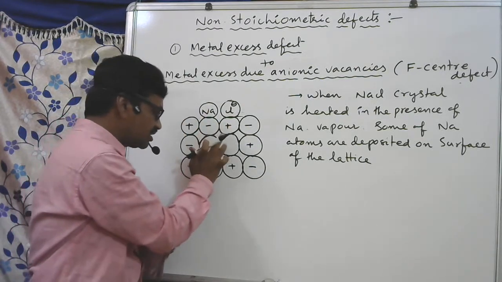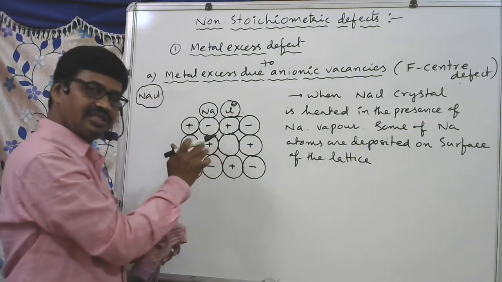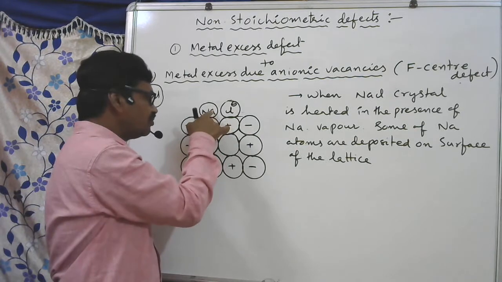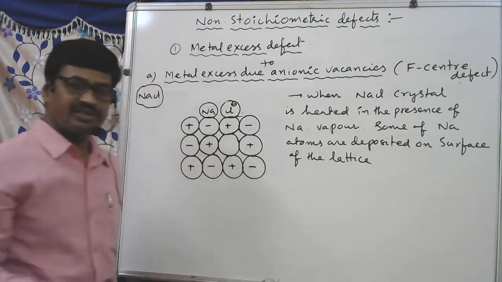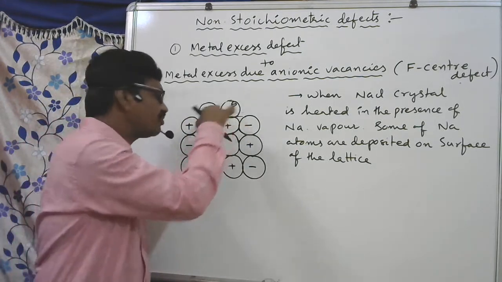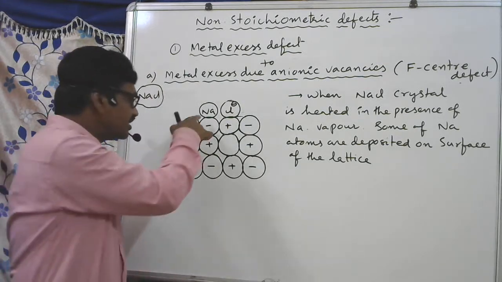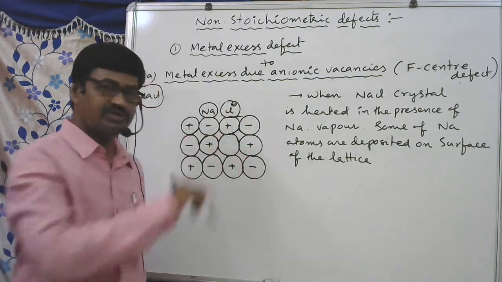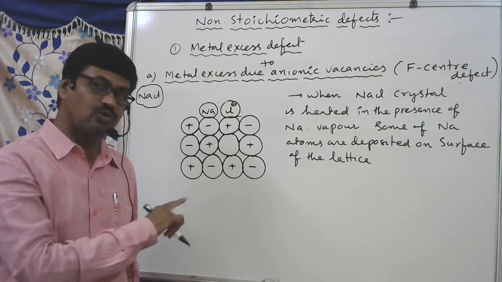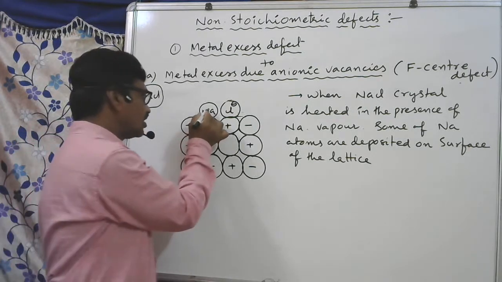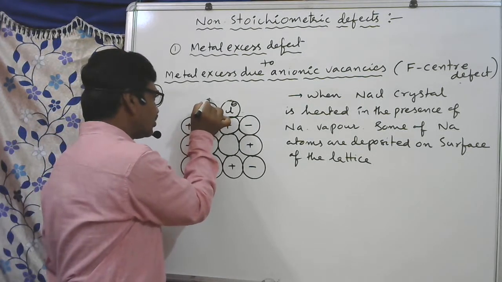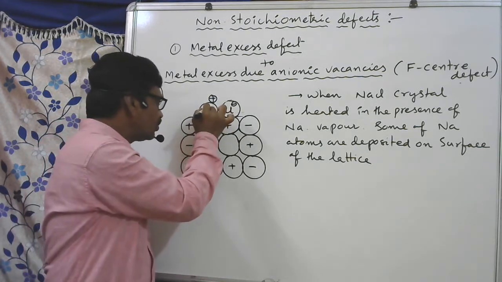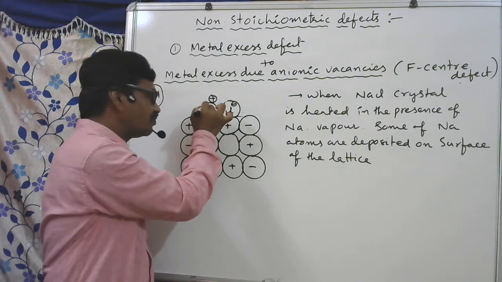Now, because of this heating, Cl minus ions from the original site move to the surface. So, as to get sodium chloride, there should be a sodium plus ion along with the Cl minus ion. So, to get the sodium plus ion, this neutral sodium, which is deposited from the sodium vapor on the surface, now loses an electron and becomes positive. The electron lost by this sodium diffuses from here to here.